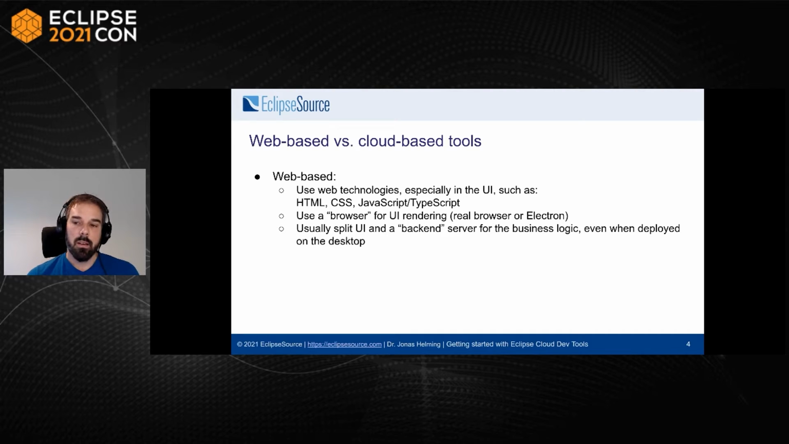And usually, in a web-based tool, there's a split between the UI written with web technologies and a backend. Typically the backend is responsible for the business logic, like calculating language features, compiling, and so on, while the UI is very slim and only contains the UI. The split is typically also there even when a tool is deployed on the desktop.